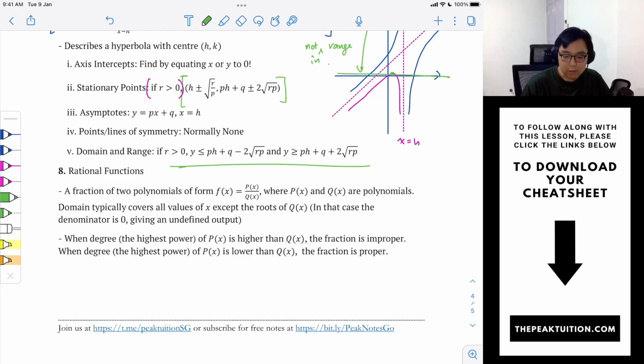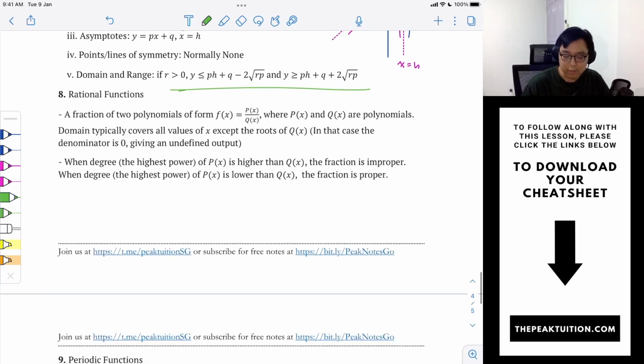So with that, we can move on to other forms of functions. We've been talking a lot about fraction functions with x squared on top or x on top with x below. To properly define it, they are basically a fraction of two polynomial functions of form px over qx. These are polynomials.